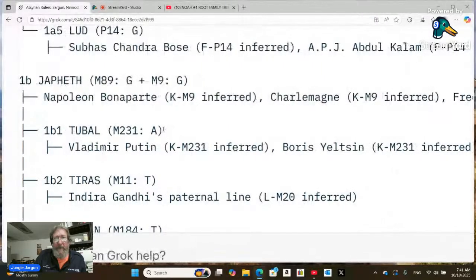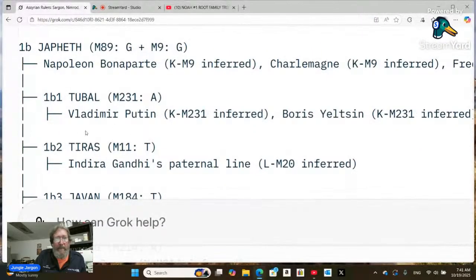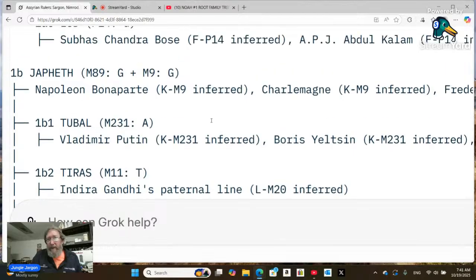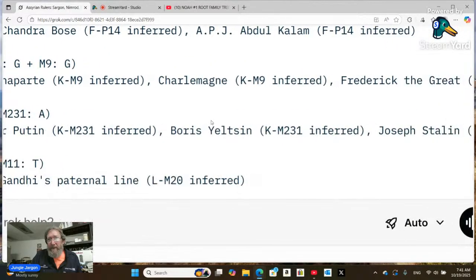Then we get Tubal. Look who's here. Look who shows up as Tubal. Vladimir Putin, KM231. Boris Yeltsin, KM231. Now, these are inferred for whatever reason, but I don't like it when they just give me something inferred.